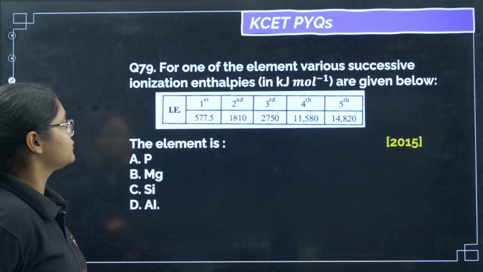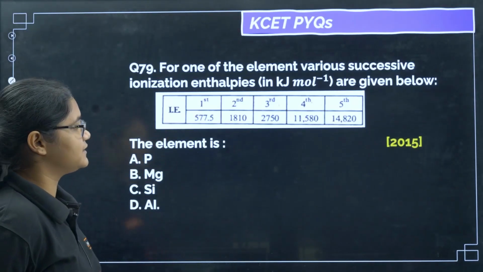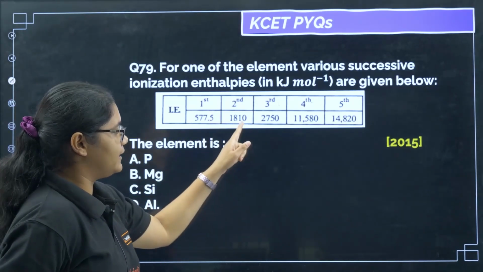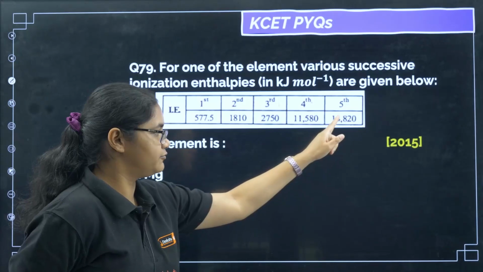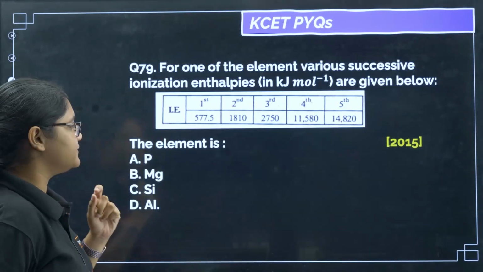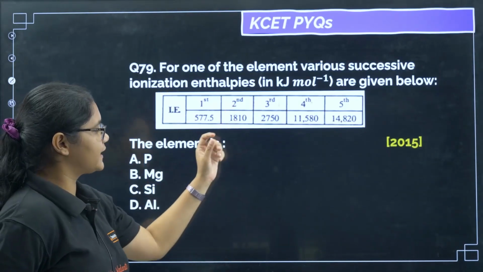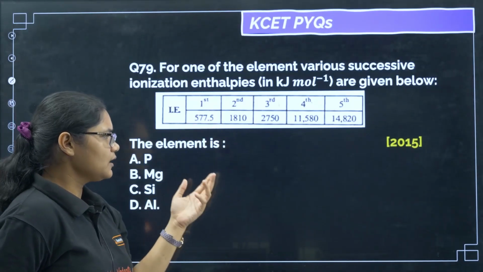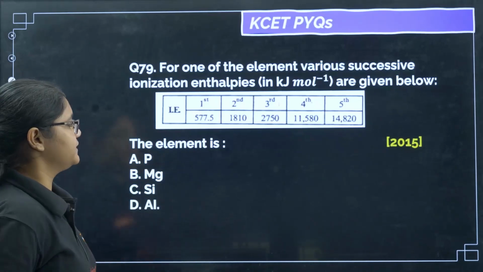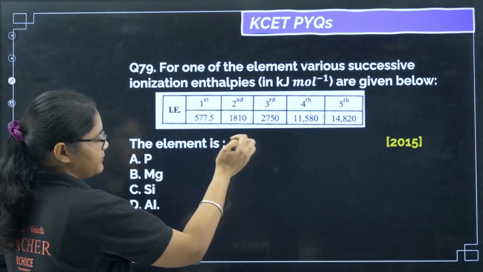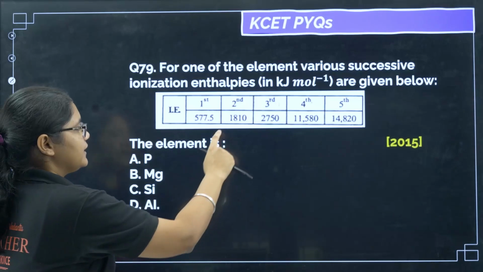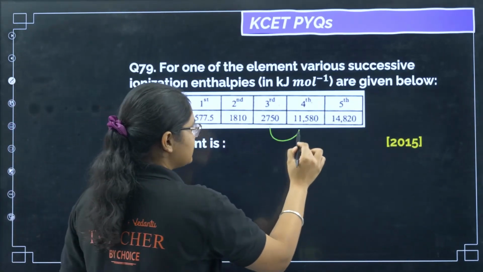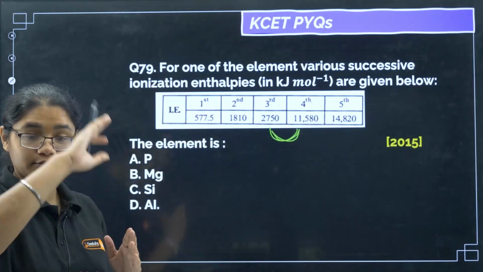Next, for one of the elements, various successive ionization enthalpies are given below. So I have 577.5, 1810, 2750, 11550, 14820. Now what do you observe here? From first to second there is an increase of almost 1200, right? Here you can see 1800 to 2700, there is a similar increase, but here I see a drastic increase, right, from 2700 to 11,000.